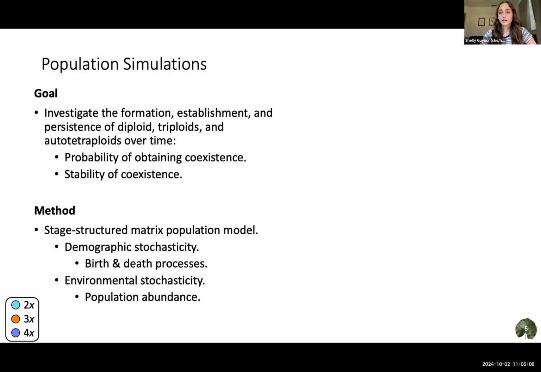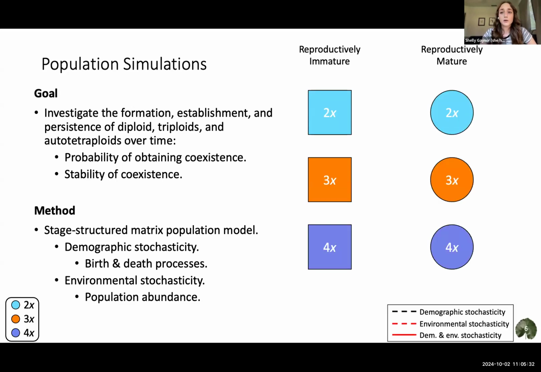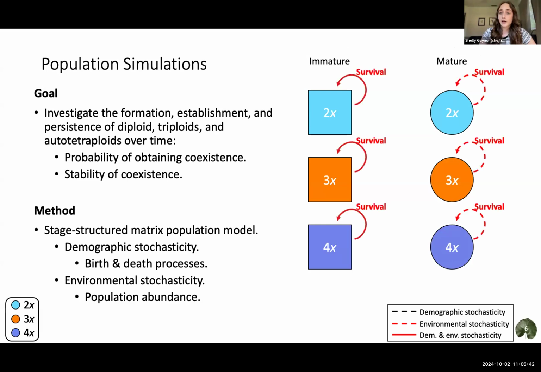And so to investigate this, I built my own population simulations based on a stage-structured matrix population model. This includes demographic stochasticity, so variance in the birth-death process, and environmental stochasticity, or variance in population abundance. And instead of getting into the nitty-gritty mathematical details, I'm going to go through a diagram and show you what happens in a single time step. So first, our model includes reproductively immature and reproductively mature individuals of each of these three cytotypes. At each time point, we first have survival.